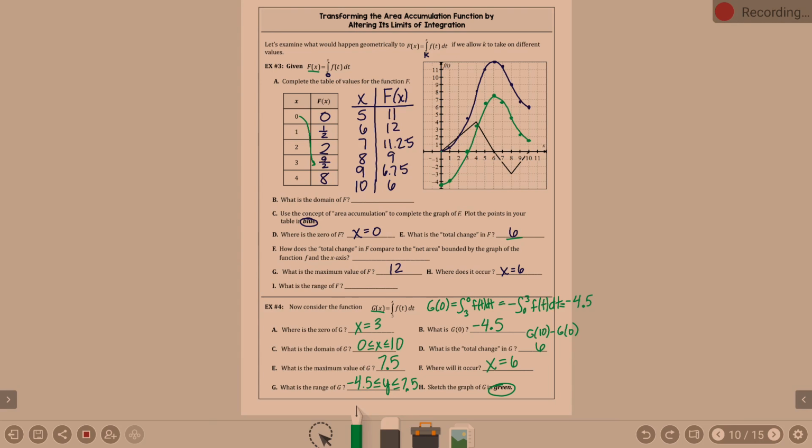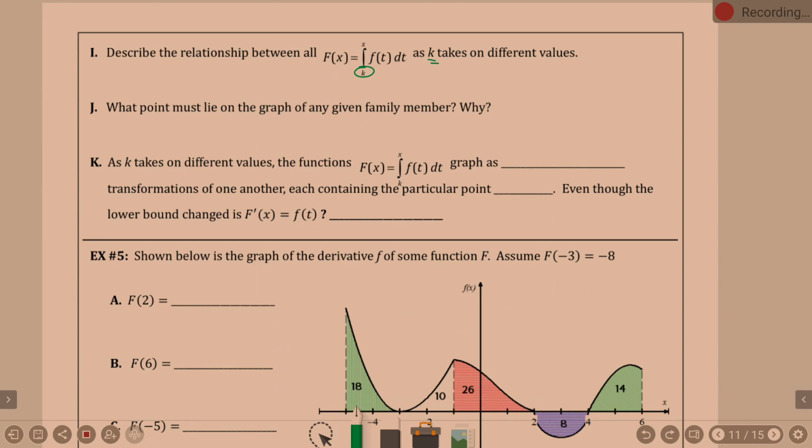In other words, based on where it starts, they're all going to be vertical shifts of each other. Like this one, as I said, because it started at 3, it went down 4.5. This one, if it started at 8, or if we used the integral from 4 to x, it'd be shifted an increment of 8. So the point is, if it's referencing the same original problem, they're all going to be vertical shifts of each other. That's what we're looking for there, depending on what we have.